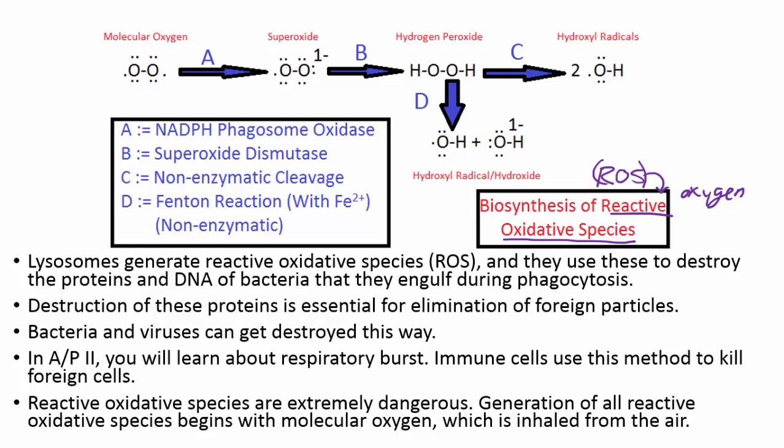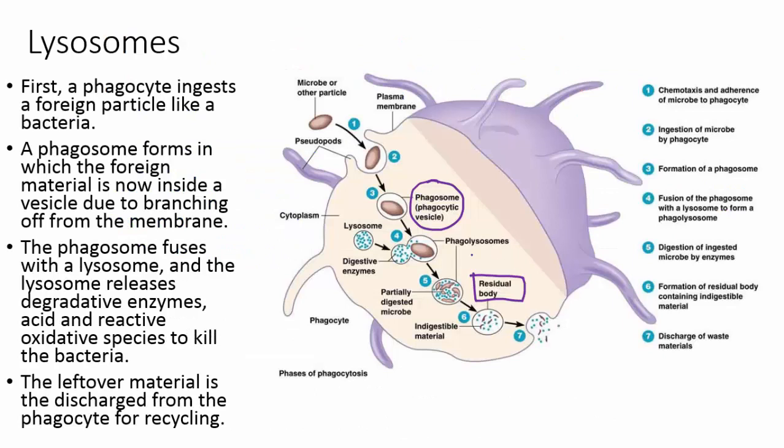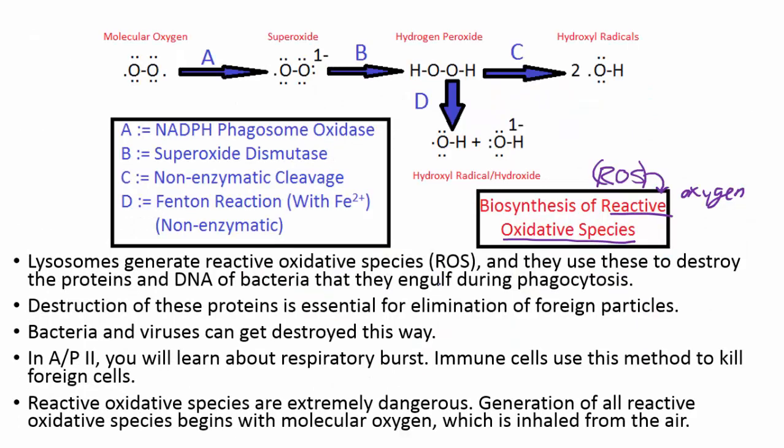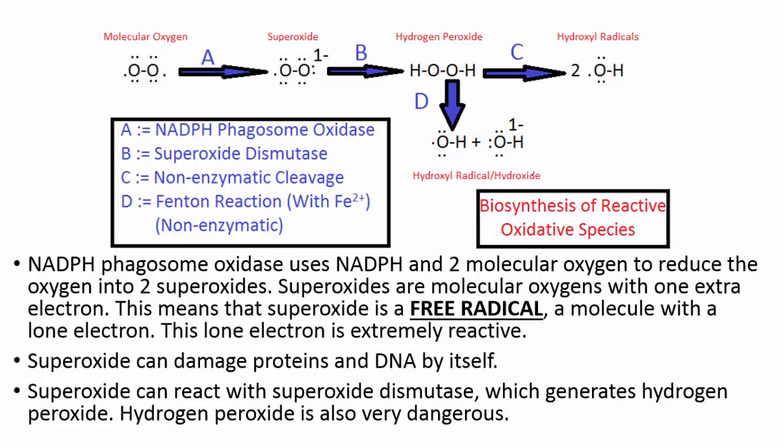Okay, so lysosomes generate a lot of reactive oxidative species. The generation of reactive oxidative species is important for destroying whatever this microbe may be. They're important for damaging it and destroying it. The molecular oxygen that you have right here is of course inhaled from the air. So whenever you breathe in oxygen, this is the same oxygen that's used to biosynthesize these reactive oxidative species.